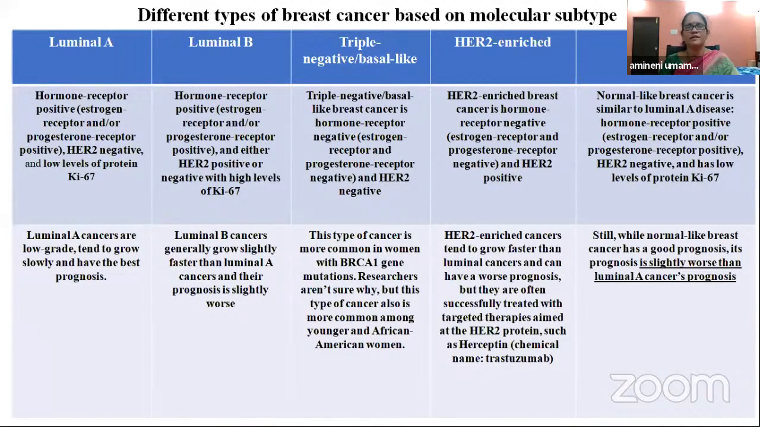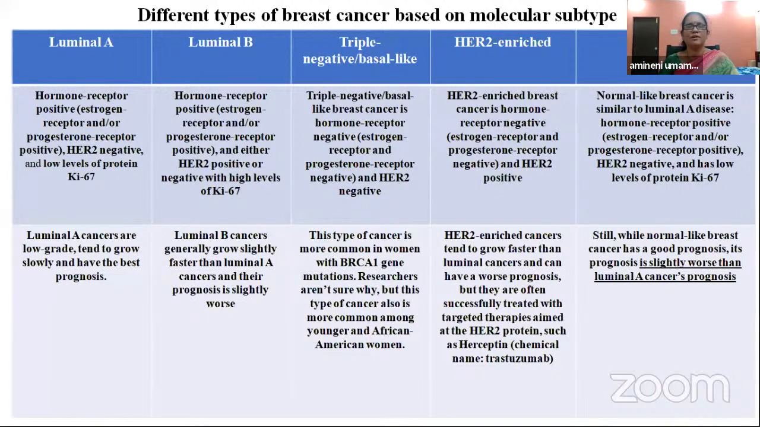In these, three different molecular markers will be present. One is ER, estrogen, or PR, progesterone; estrogen positive or progesterone positive means these two are the hormones. Hormone positive, or HER, which means EGFR. So if all three are negative, then it is called triple negative cancer. HER enriched means overproduction of EGFR will be present.